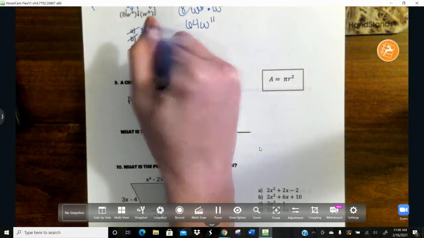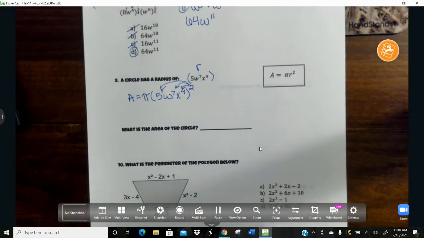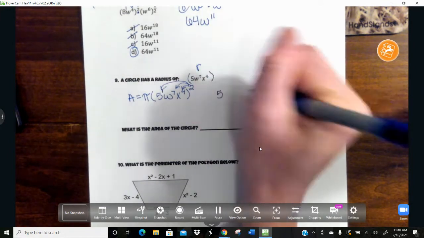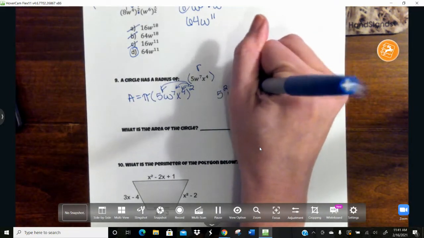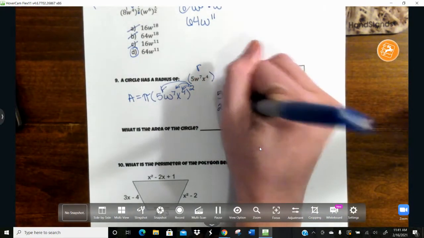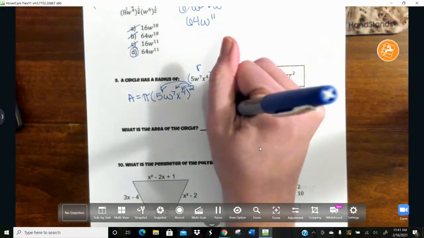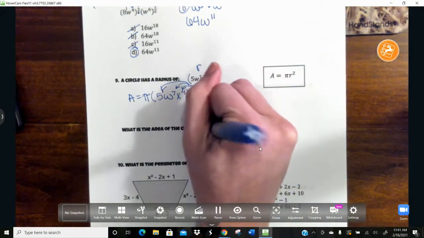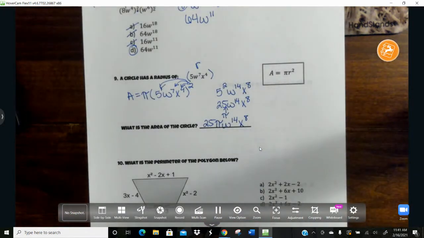Just like in the previous one, I need to put a 1 there. Okay, so let's pull out the radius. So 5 squared, w to the 14th, because we're multiplying, x to the 8th. So when I do that, I'm going to have 25 w^14 x^8. All that's left is the pi. The pi is going to go right here between the 25 and the variable. So I'm going to have 25 pi w to the 14th x to the 8th.